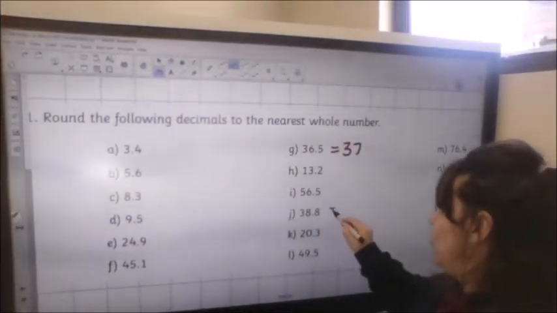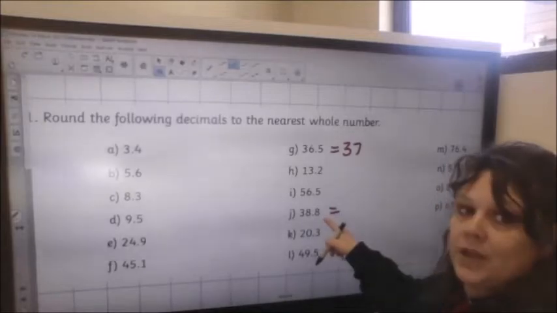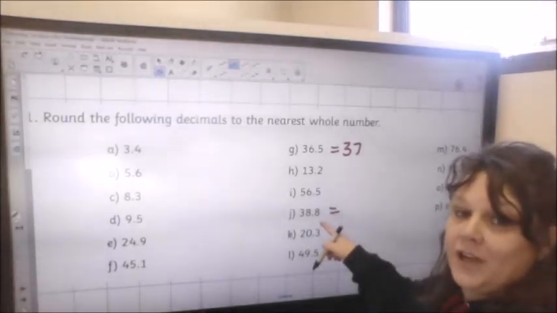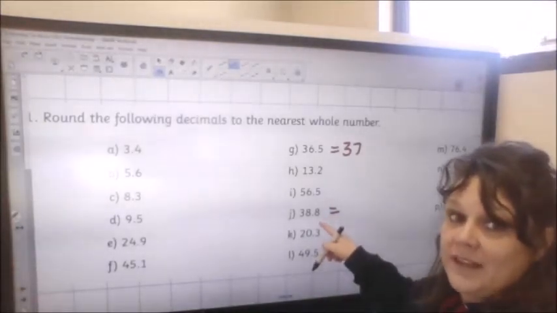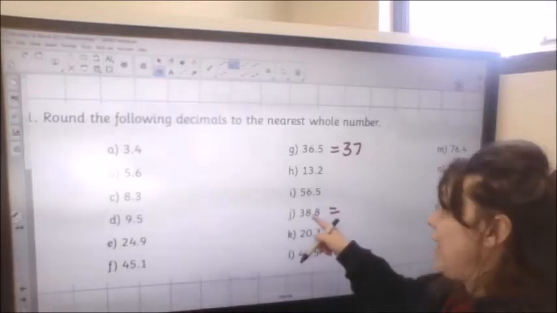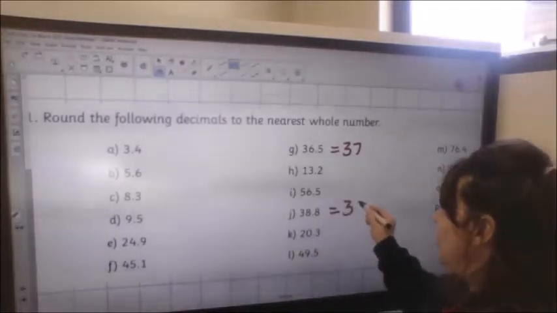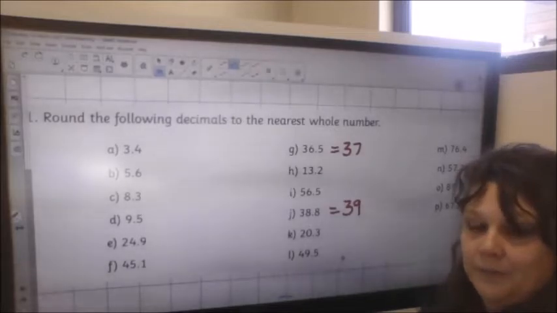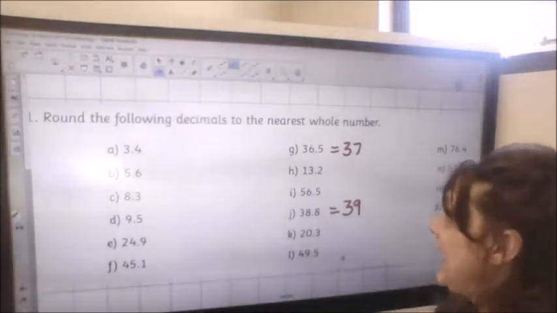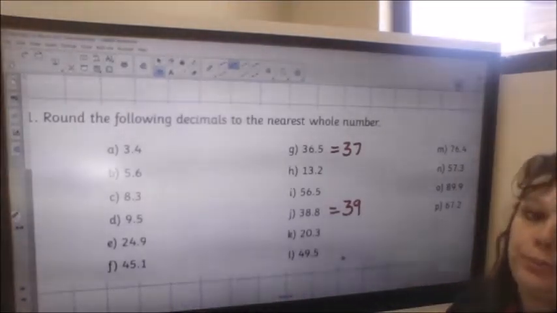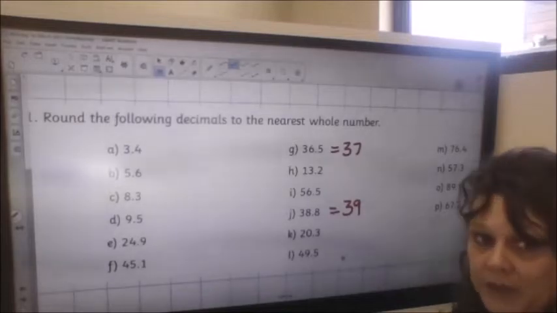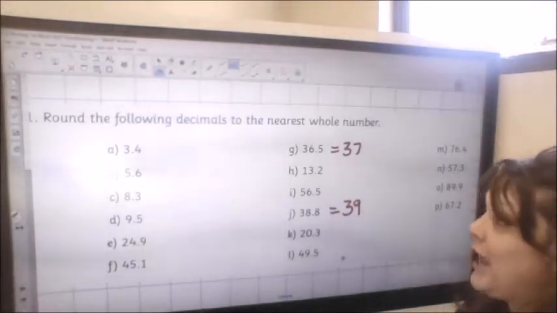38.8. Well, the 8 is bigger than 5. I've got more than 5 tenths in there, so I'm going to round up. So that becomes 39.